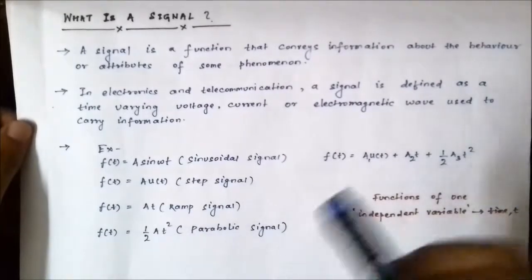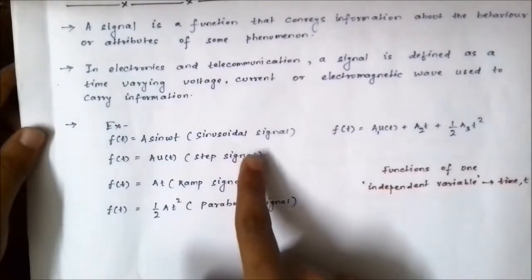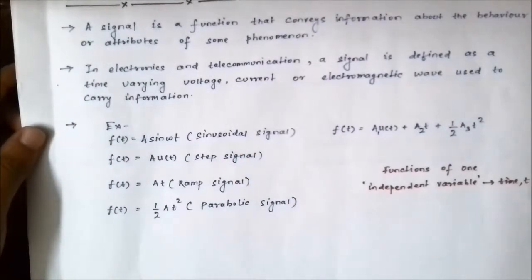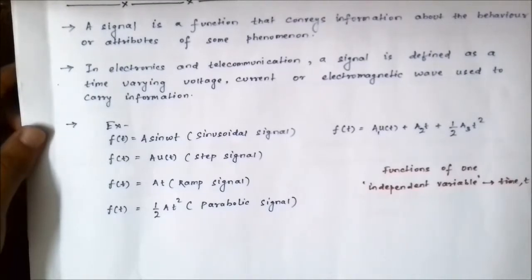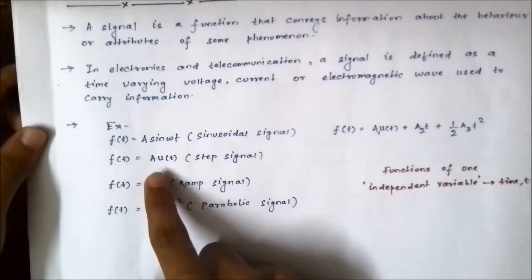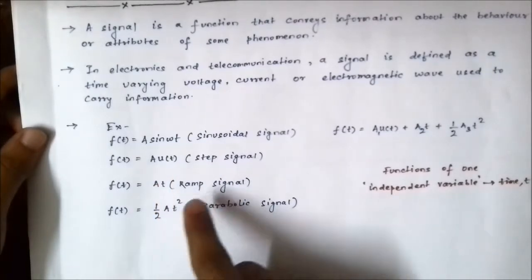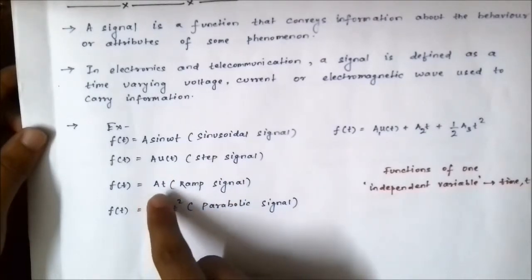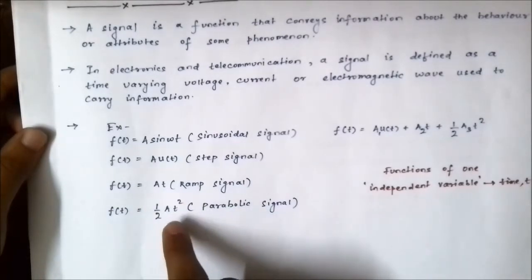Examples of some common signals are: first, a sinusoidal signal, let's say A sin omega t, where A is the amplitude and omega is the angular frequency. Then we have the step signal A u(t). Then we have the ramp signal f(t) equal to At. Then we have the parabolic signal, 1 by 2 A t square.